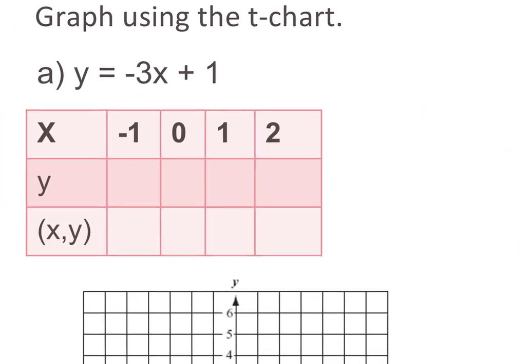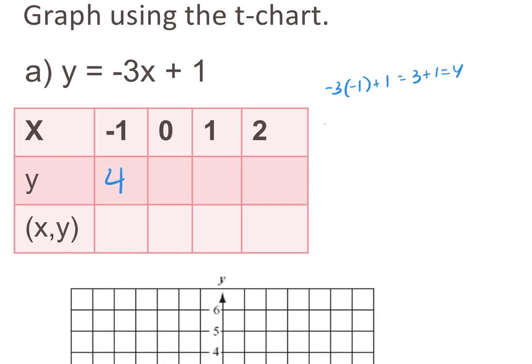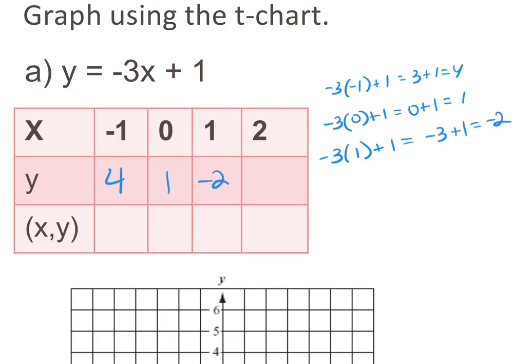So we're going to pretend we don't know this is a line and just plug points in. So negative 3 times negative 1 plus 1 is 3 plus 1, which is 4. And negative 3 times 0 plus 1 is 0 plus 1, which is 1. And negative 3 times 1 plus 1, negative 3 plus 1, negative 2. And negative 3 times 2 plus 1, negative 6 plus 1, negative 5.